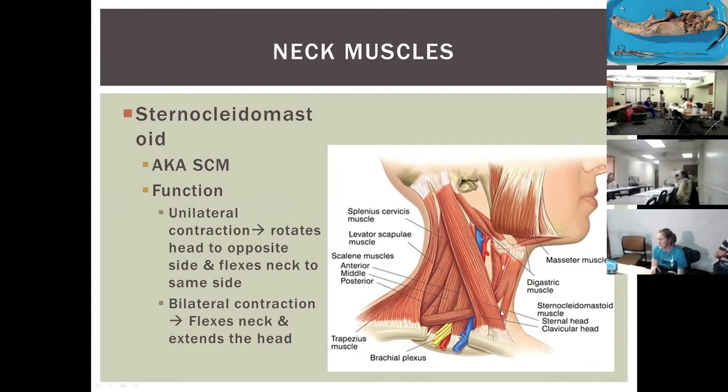The function of the sternocleidomastoid, whenever only one of them contracts, is that it causes your head to rotate to the opposite side and flex the neck to the same side. So to make that make more sense, if your right sternocleidomastoid contracts by itself, it will cause you to look to the left, and your right ear will be touching your right shoulder. If they contract at the same time, or bilateral contraction, it can flex the neck and extend the head.